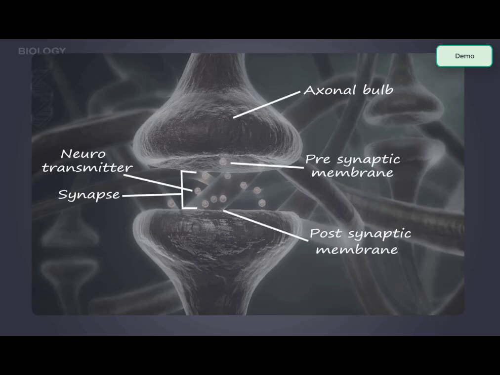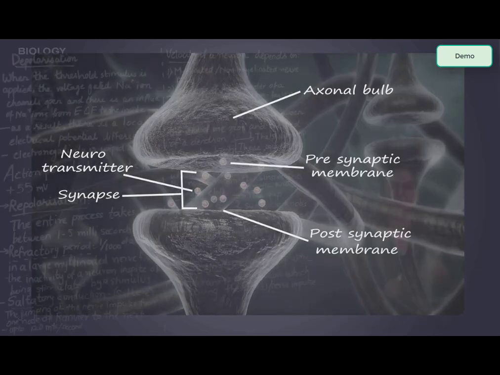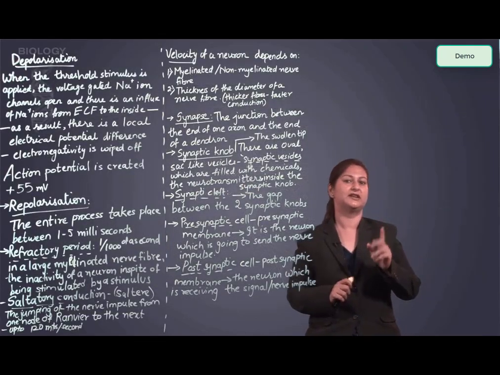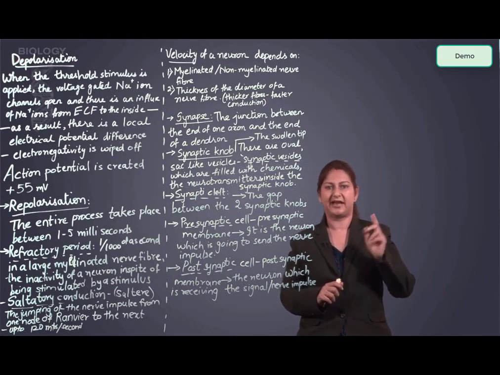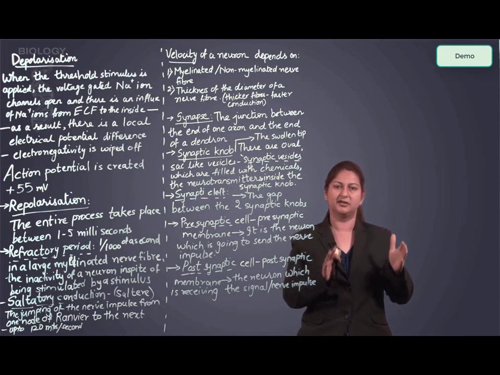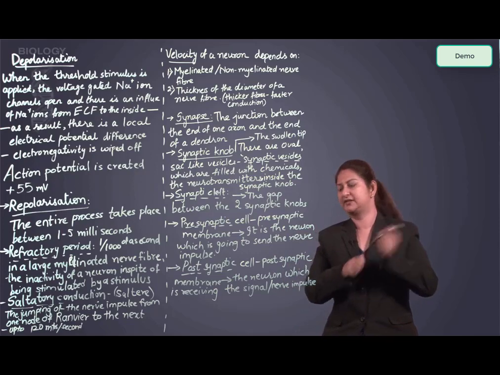So you saw the neurotransmitters moving with the help of calcium ions right up to the membrane, then being released by exocytosis, taken over by the postsynaptic cell, and then it moves further. That is how the mechanism of a synapse happens. Now what we need to understand is that there are two types of synapse in the human body, and let's see what they are.